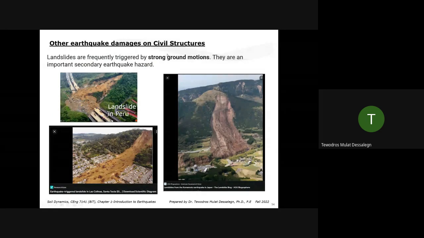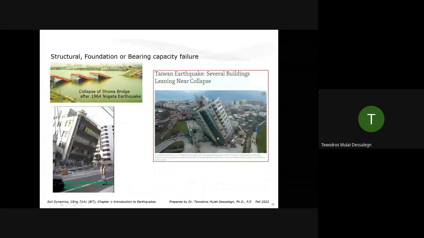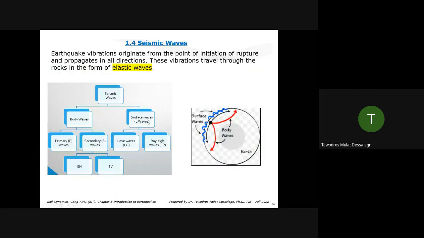Other earthquake damage on civil structures: you can have landslides, just the portion of the mountain. Landslides can occur because of rain, leaking water through the failure surface, or if there is an earthquake around it, that can speed up the occurrence of the landslide. And other bridges falling, buildings inclining. So this was a quick revision of what we discussed last week.